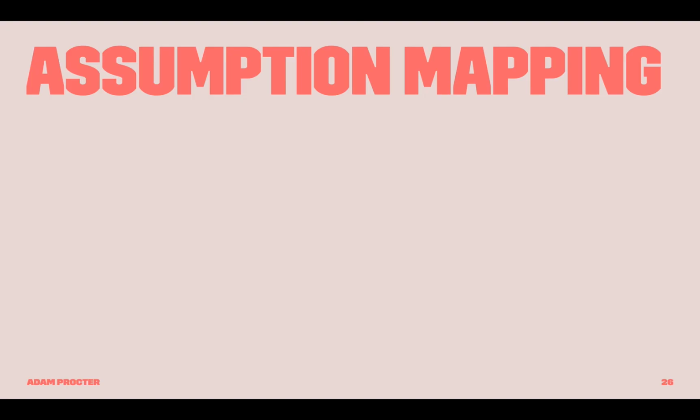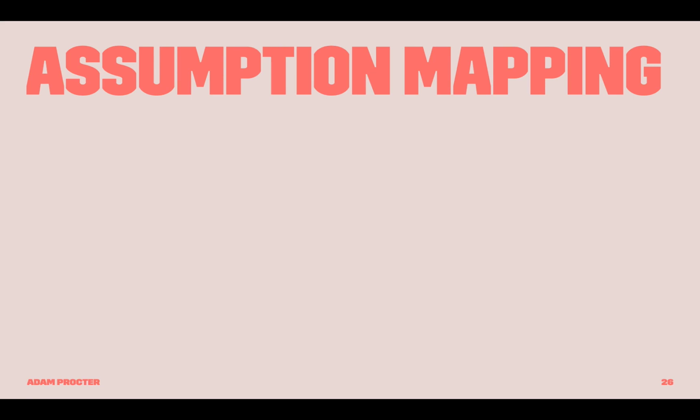So the first exercise that you want to undertake once you've thought about the problem you want to solve is to consider some of the assumptions that you might have been making in terms of how to solve that problem, and to think about those and to list those out. And that is an exercise called assumption mapping.